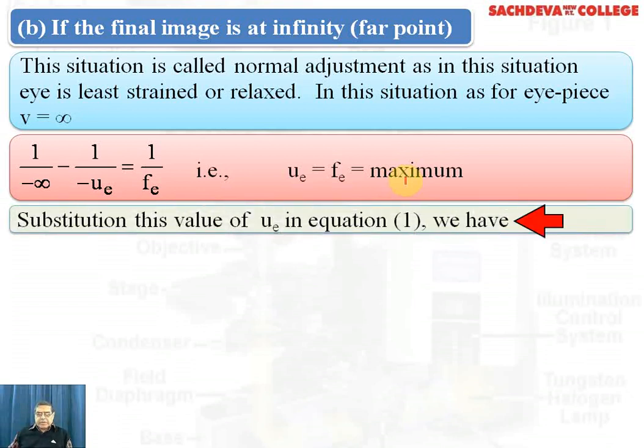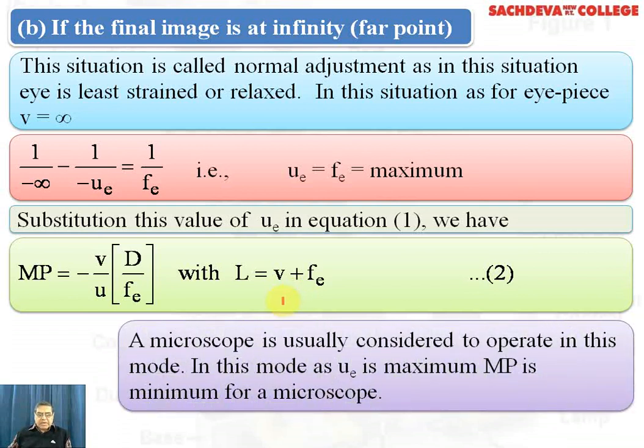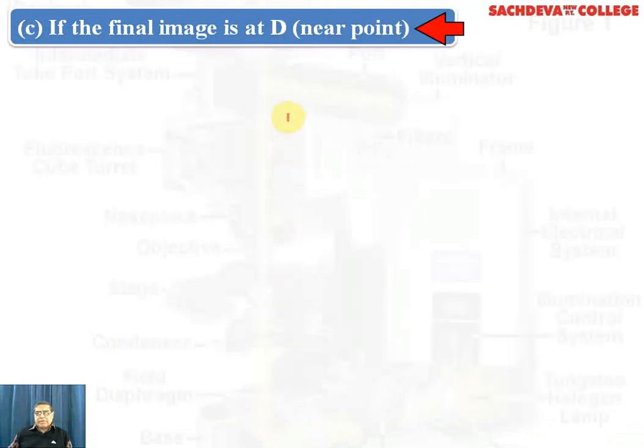Now, substituting this value of ue in equation number 1, we can get minus v over u into d over fe, with L equal to v plus fe. This is the second equation, and that is the equation for magnifying power. Now, a microscope is usually considered to operate in this mode. In this mode, as ue is maximum, the magnifying power is minimum for a microscope. So enlargement is not very fine.